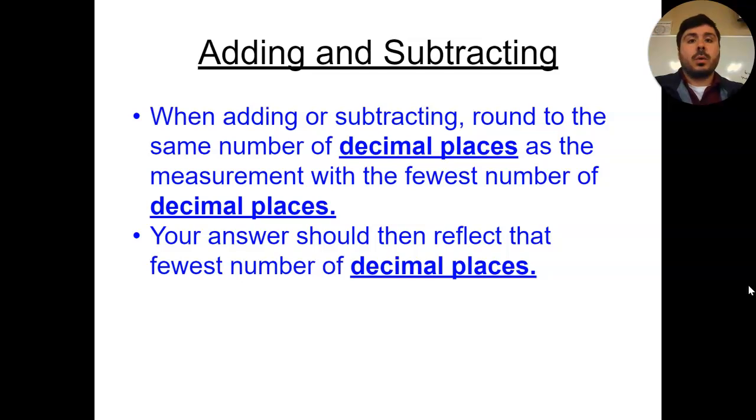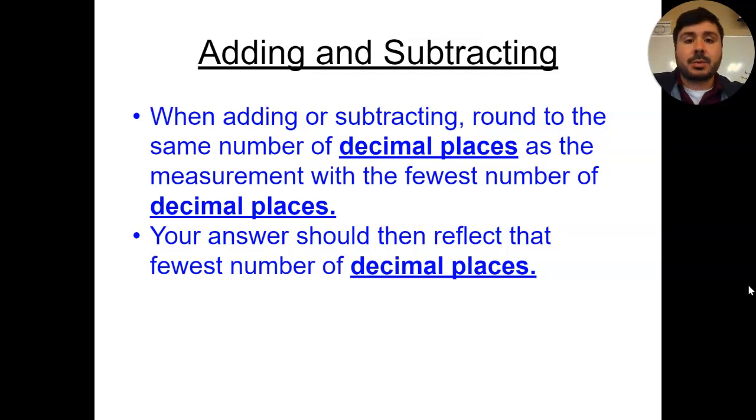Okay, so noticing that there are 3 different places on this slide alone where I have bolded and underlined the words decimal places. Adding and subtracting only ever follow a rule for decimal places. So whenever you add or subtract 2 or more different measurements, you're always following decimal places and not significant figures. We'll save significant figures for the next slide.